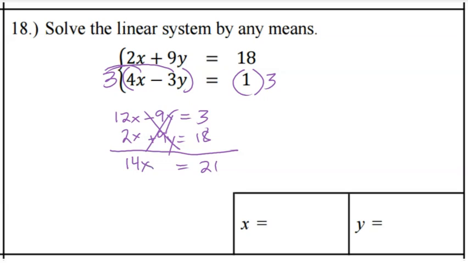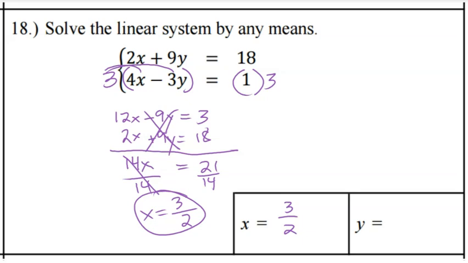Now to solve for x here, I'm going to divide by 14 on both sides. And that's going to give me x is equal to 21 over 14. Now this can be reduced. If you key this into a calculator, it'll give you a decimal. But 21 is divisible by 7, and that'll give me a 3. And 14 is also divisible by 7. 14 divided by 7 is 2. So x is equal to 3 over 2.